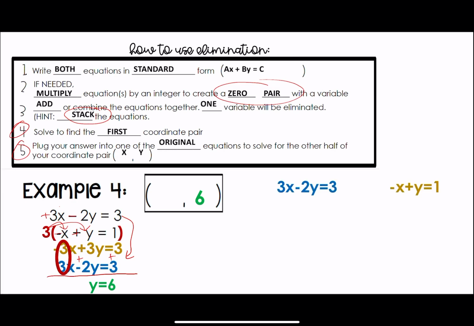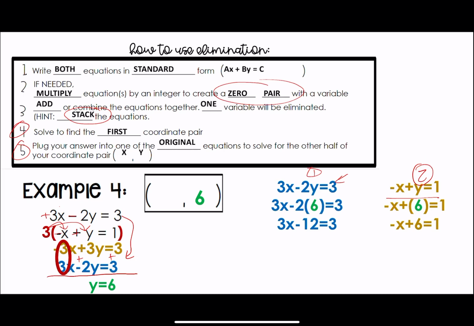So pick, again, whichever one of the two original equations. Personally, I picked this one because that looks so much easier to work with than all of these numbers right here. So let's drop that number in. We've got negative x plus 6 equals 1. That's the one I'm picking with. If you pick that first equation, totally okay. Follow along and watch my steps.